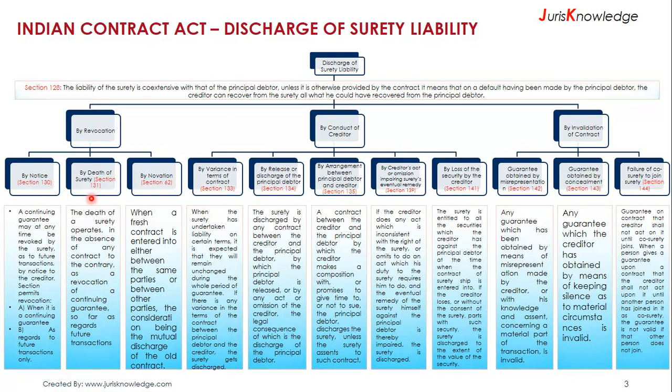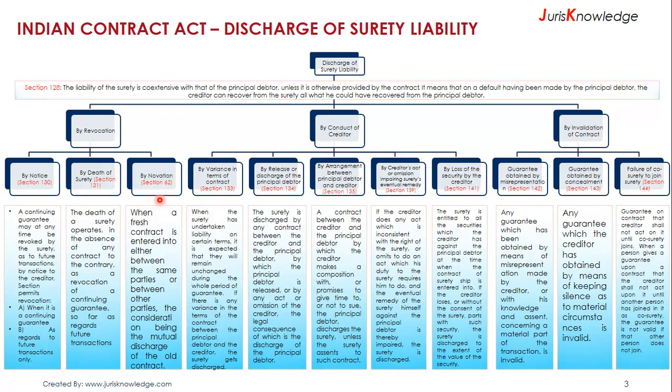The second is by death of surety. Under revocation, the death of the surety operates, in the absence of any contract to the contrary, as a revocation of a continuing guarantee as far as it regards future transactions. Again, it's not to do with the previous transactions that have already happened.